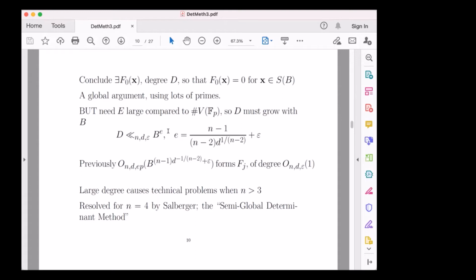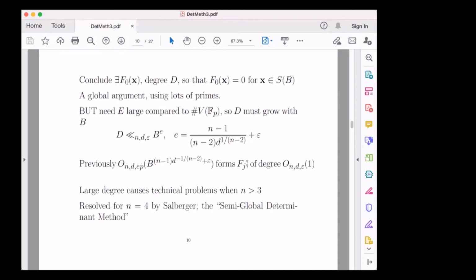Beyond knowing the degree of f0, we don't have a lot of information. To compare it with what we did before, let's imagine that f0 factors into linear forms. So the number of linear forms will be the degree, capital D. So we would get b to the e linear forms which covered all the points in SB. And here's the value for E.